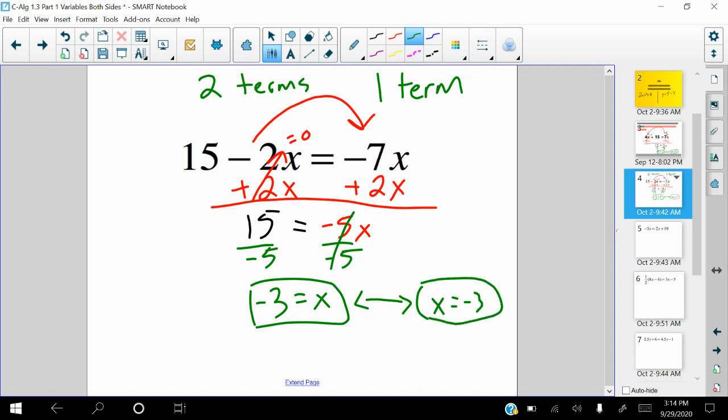Right, so all we're doing is picking a side that our variable is going to be on. In these two examples, we were pretty much forced to go to the other side of the equal sign because we only had one term. But sometimes when we have multiple terms on both sides, we're going to have a different situation. So let's try one out on your own.